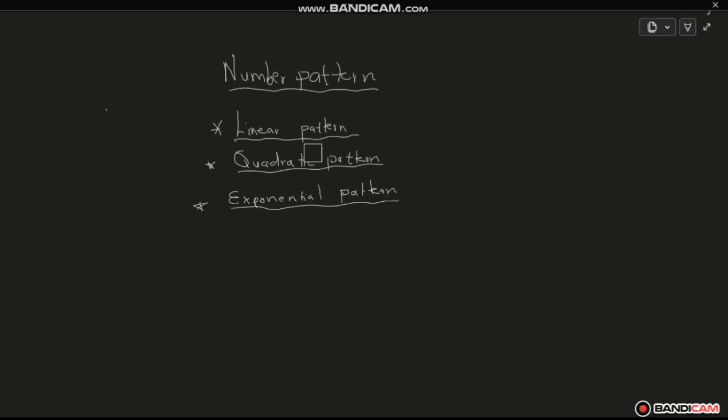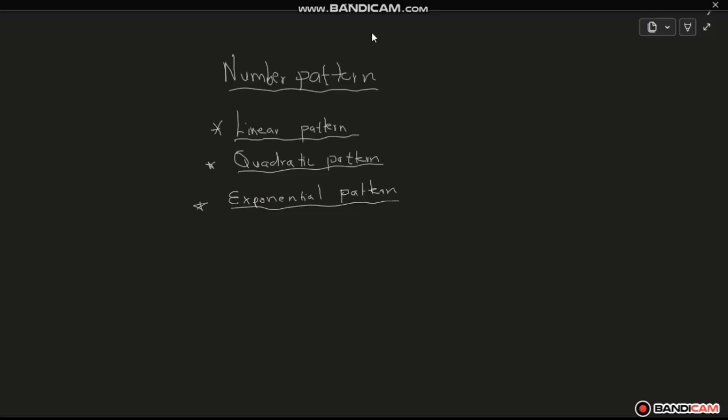What you must know when you talk about a pattern is that a pattern is an arrangement of numbers, shapes, or objects that follows a specific rule or regularity so you can predict what comes next. So we have different types of patterns. A pattern is sometimes called a sequence.